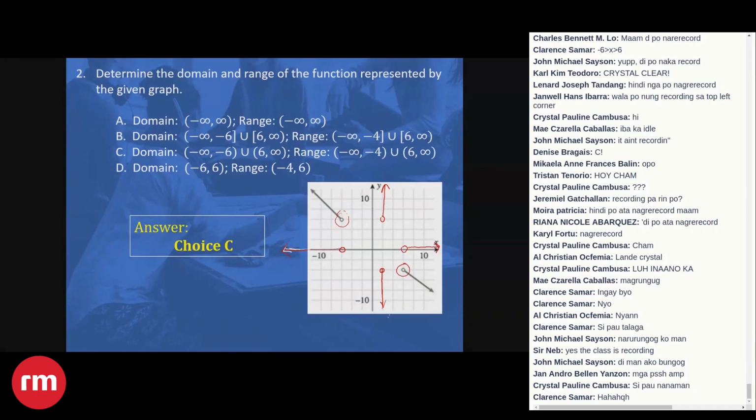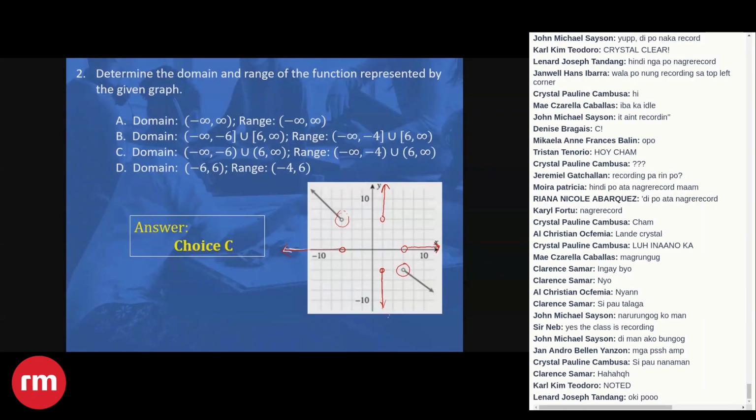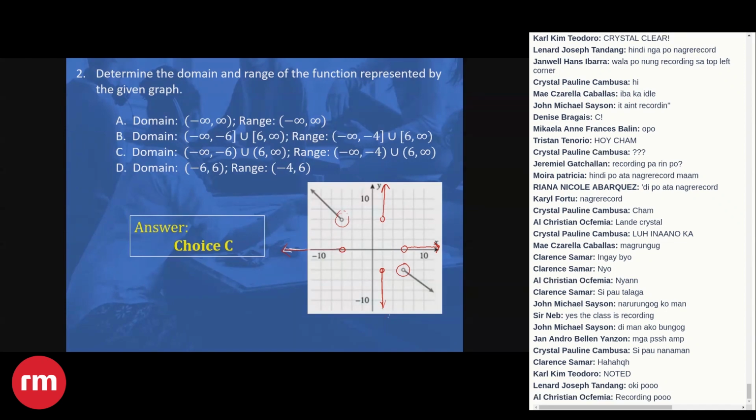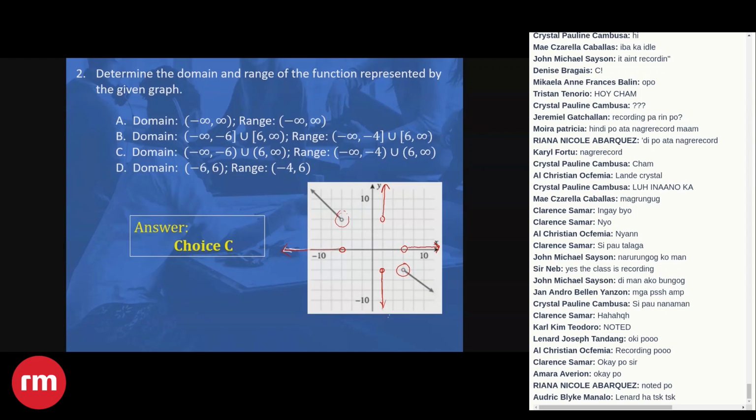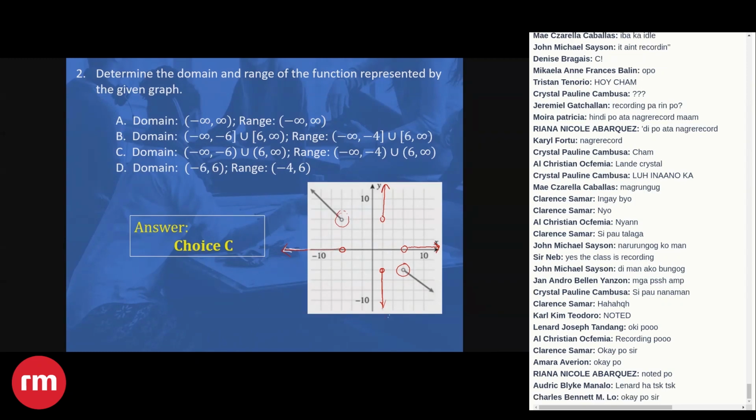Okay, so no worries. Is this clear? So if you're given a graph and you want to get the domain and the range, you simply have to check the x values and the y values. Alin din sa mga x and y values ang may part sa graph? Okay, as simple as that if you want to find the domain and the range.